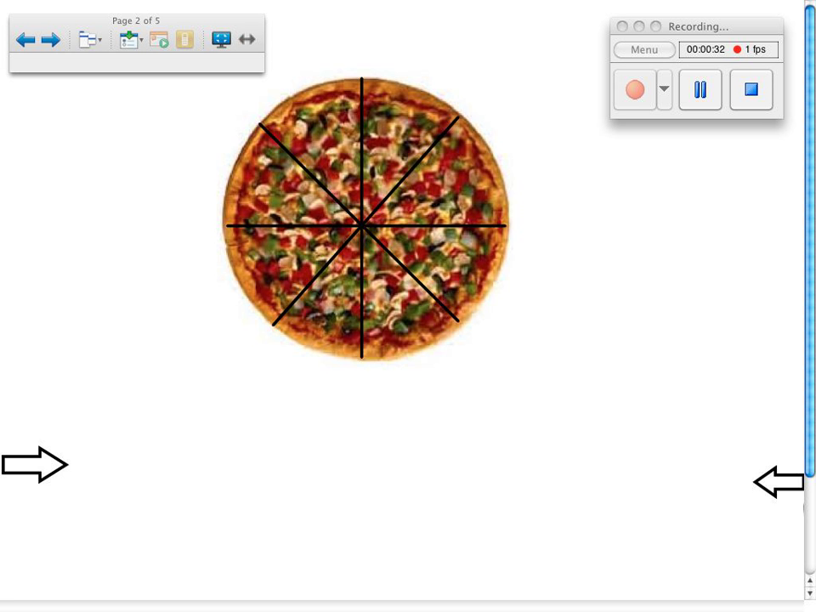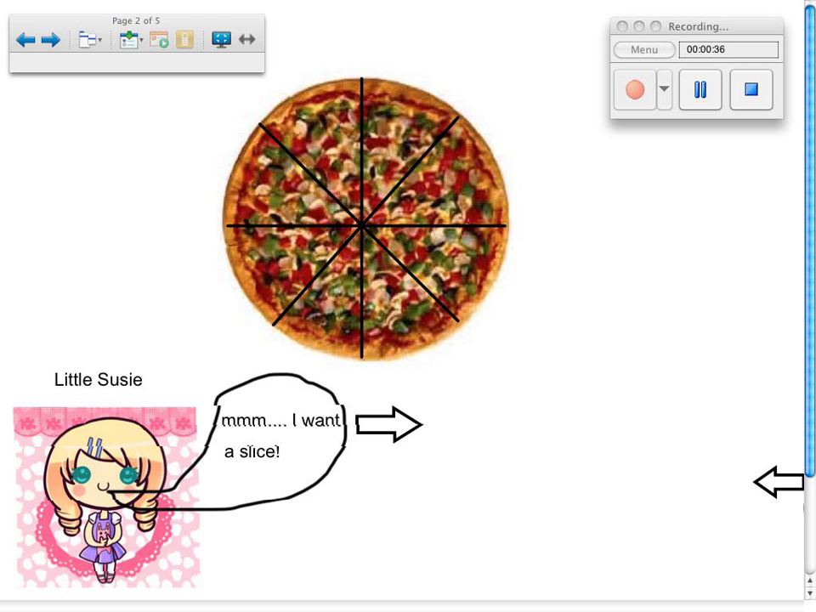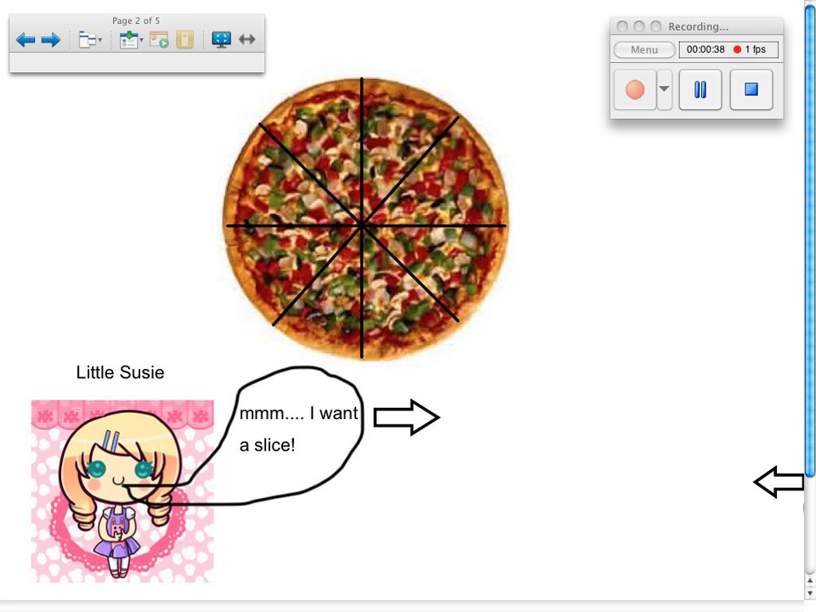See, one day, this pizza was made in a pizza shop. And little Susie comes in to the pizza shop and she says, I want a slice. See, that's little Susie right there. And how could you deny her? Look at those green eyes and everything. She looks so cute, right? She just wants a slice.